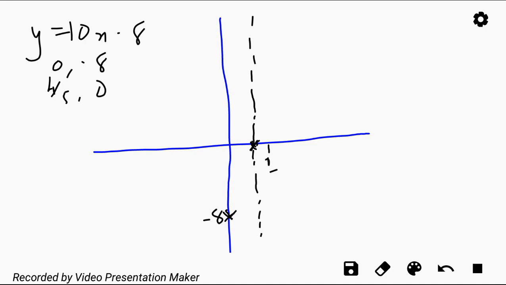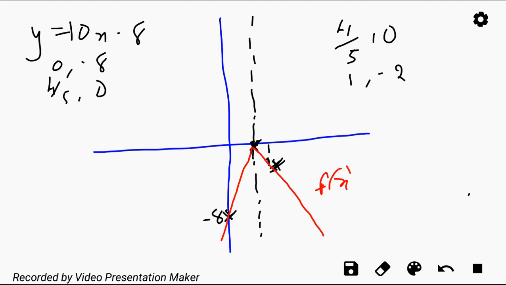For the other one I had 4 over 5, 0, and then 1, negative 2, which is that point there, and I can estimate it to be somewhere there. So my final graph is going to come out like this. This is my f of x is equal to negative 2 modulus of 5x minus 4. So that is how you redefine and then sketch your modulus function.